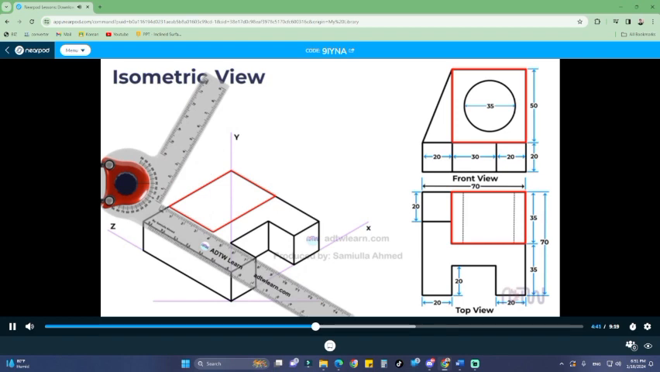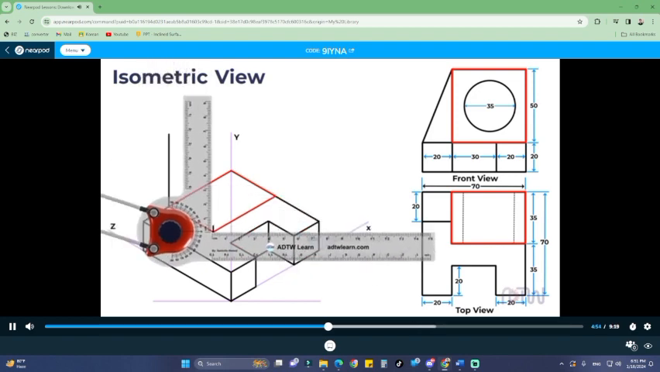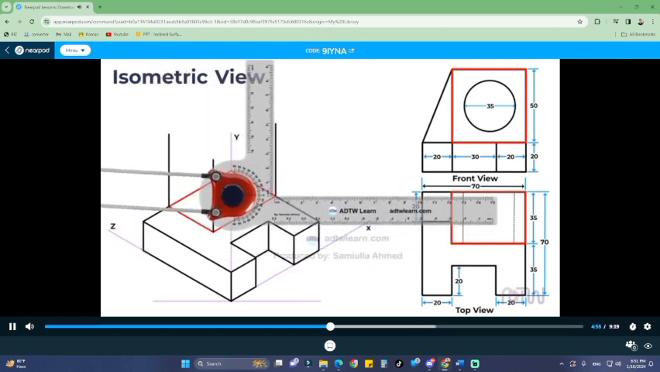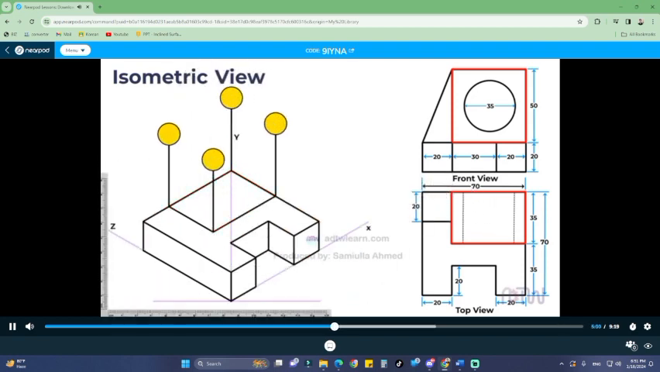Next, we note that the height of this rectangle is 50 millimeters in the front view. To represent this, use a drafter to draw vertical lines of 50 millimeters from each corner point of the rectangle. Finally, connect the endpoints of these vertical lines to complete the square shape on top of the base in the top view.